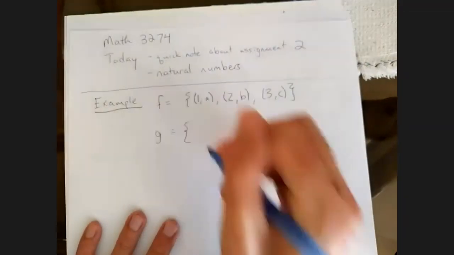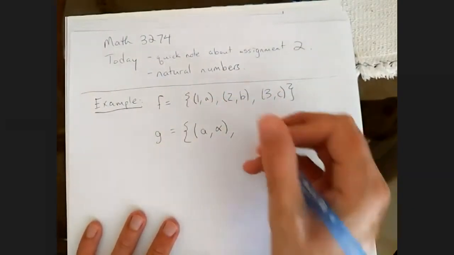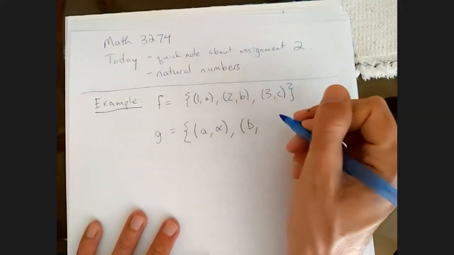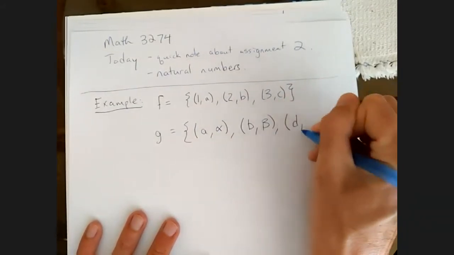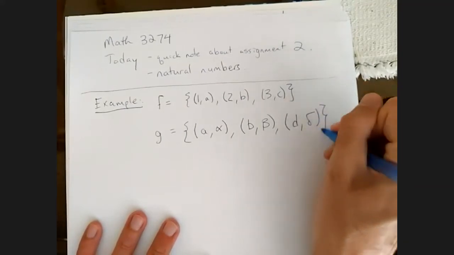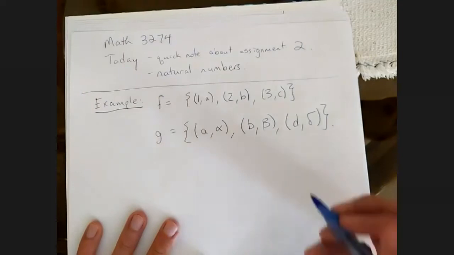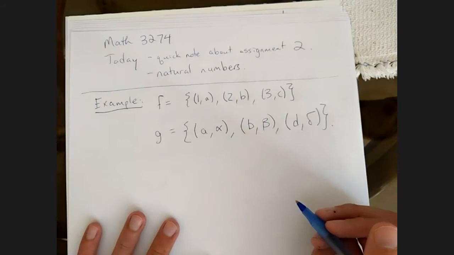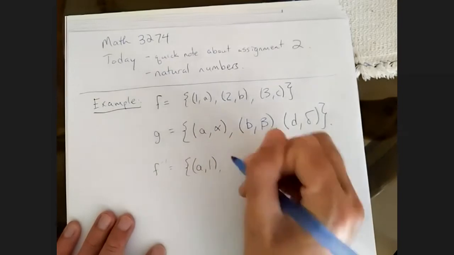What about g? g is going to send A to alpha, B to beta, and D to delta. And so we can construct f of g, we can construct f inverse, we can construct g inverse, and so on. So f inverse, well, that's just A1, B2.